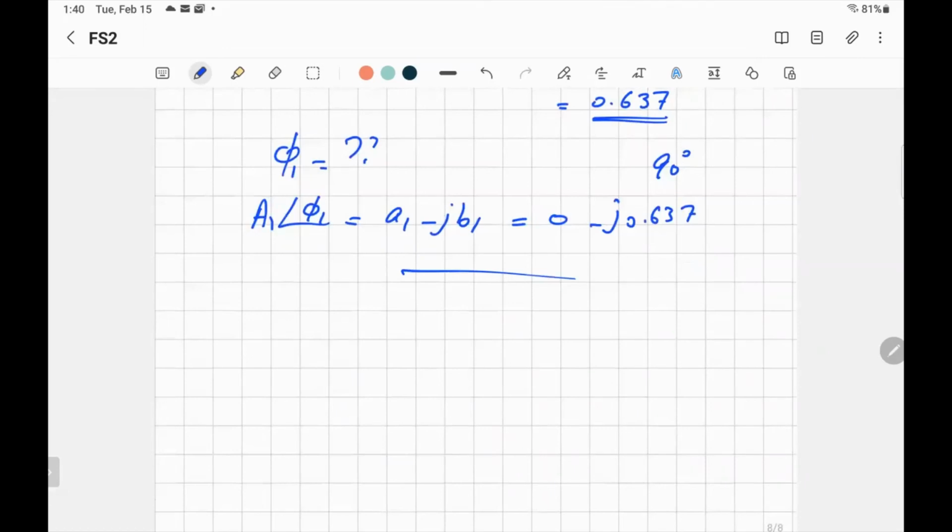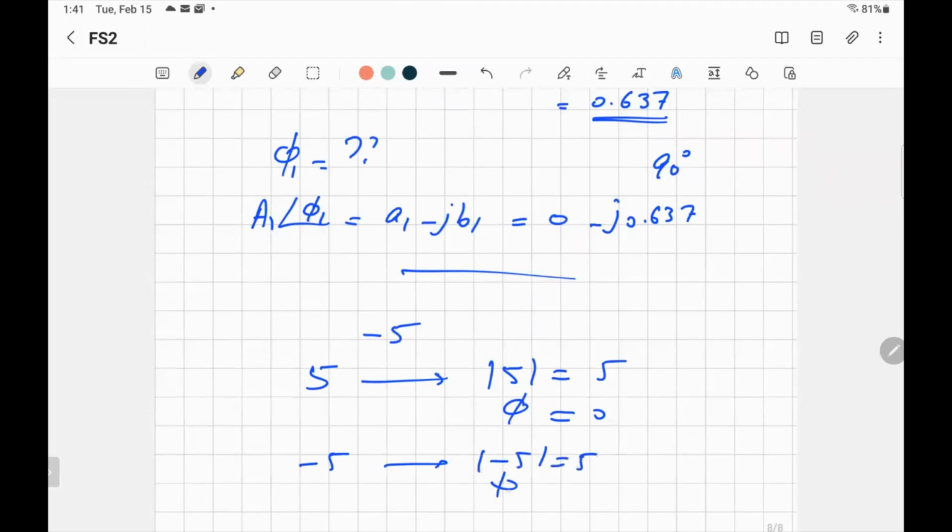What if you found that it's equal to -5? The magnitude is equal to 5. The angle? No. The magnitude of 5 is 5, and the angle is 0. For -5, the magnitude is 5 and the angle is 180. -1 means 180. Okay. That's it. I will put up an exercise so you can practice.